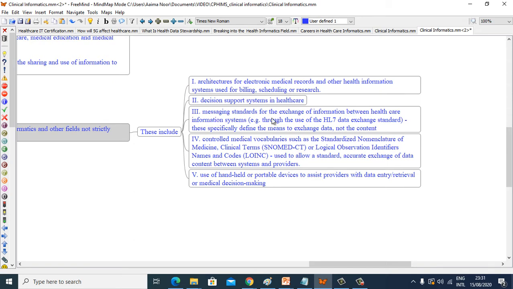messaging standards for exchange of information between healthcare information systems, for example through the use of the HL7 data exchange standard. These specifically define the means to exchange data, not the content.